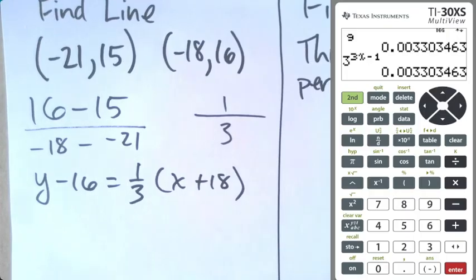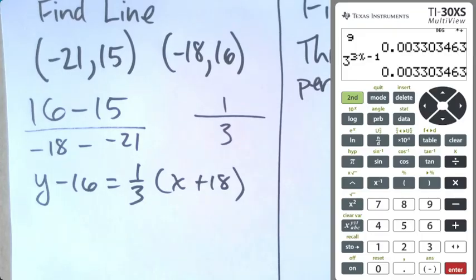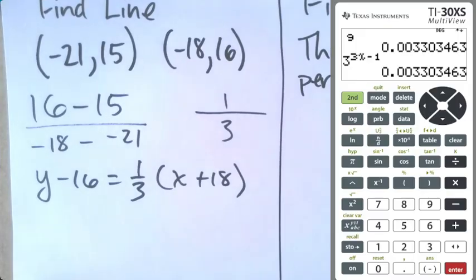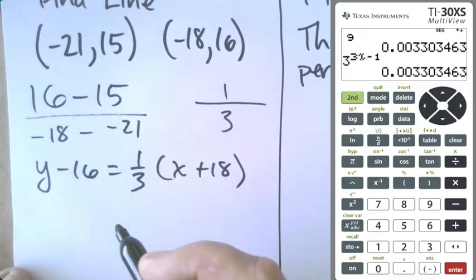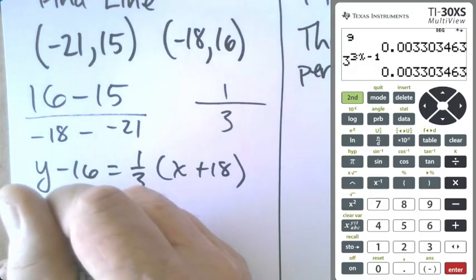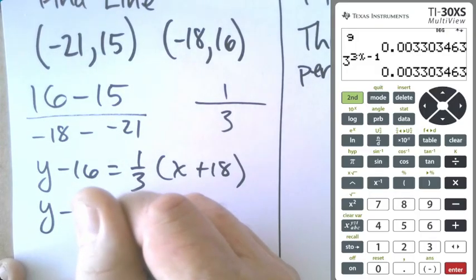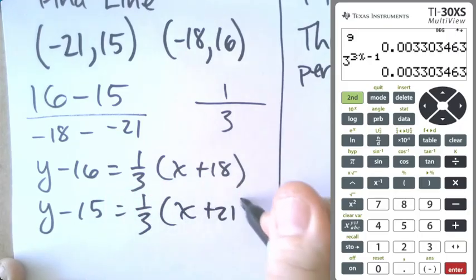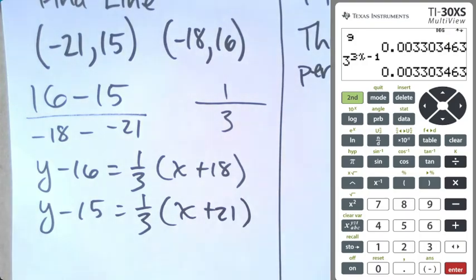That makes it difficult? Then do what you're doing. Yes. Oh yeah. Yeah. I'll do that one next. The other one that you can write is you can write, hey, y minus 15 equals 1/3 times x plus 21. Huh? Plus 21.